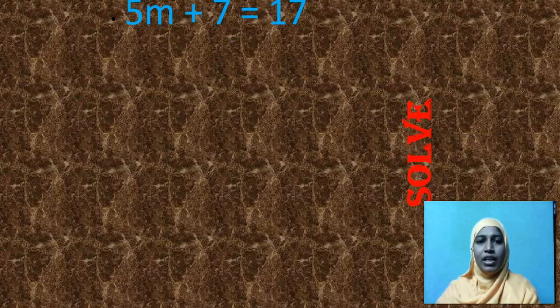What are the numbers that have to be transposed now? Here we have +7 and 5 along with this variable m. I have to find the value of m. The 7 and 5 have to be transposed to the RHS. Which one has to be transposed first?